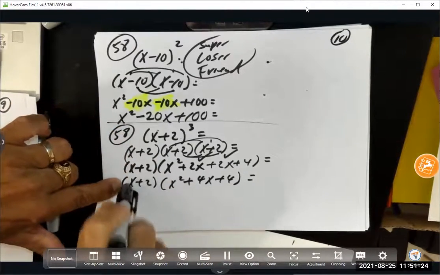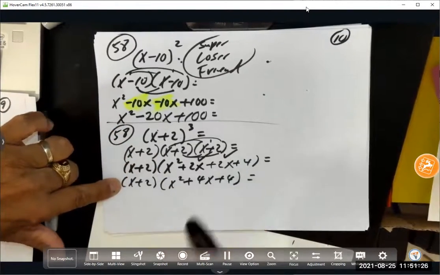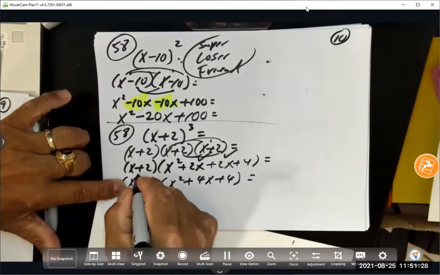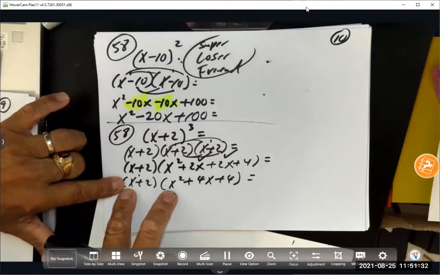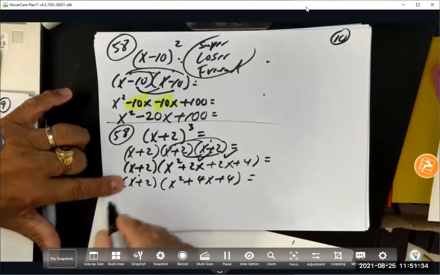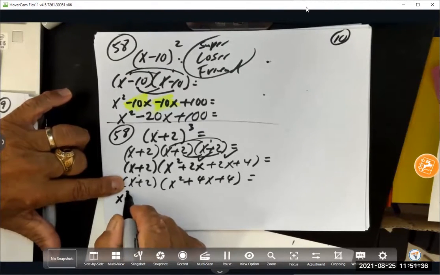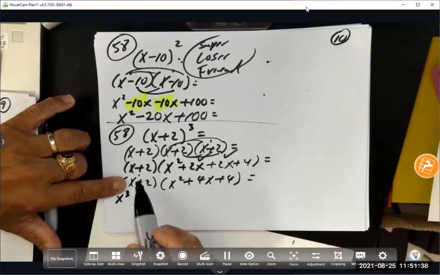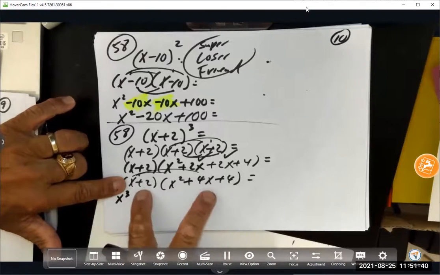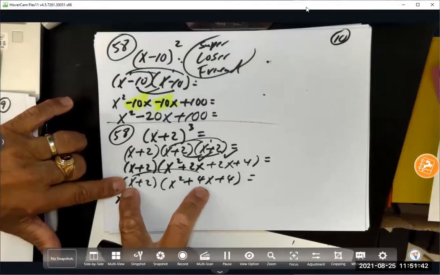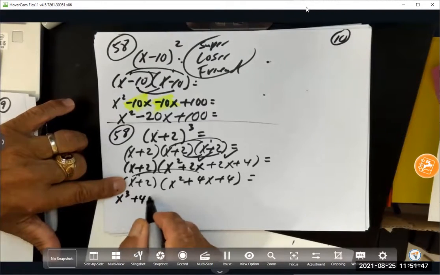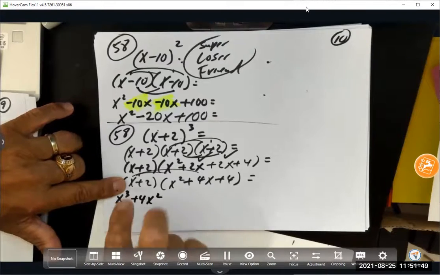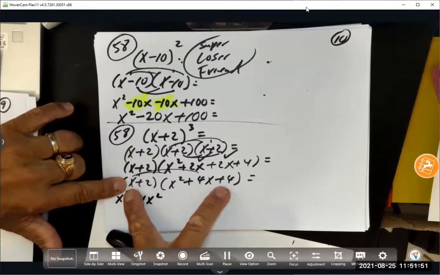Now I'm going to do this one times that one, the 2 by 3. Ready? So let's go. X1 times x2. What do you think it's going to be? X to the third power. X to the third. And x times 4x. What do you think that's going to be? 4x to the second power. Okay. And x times 4. What do you think that's going to be?